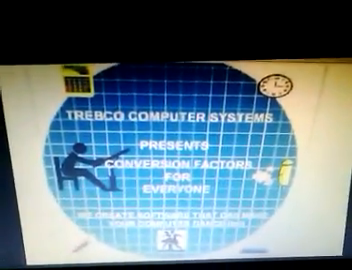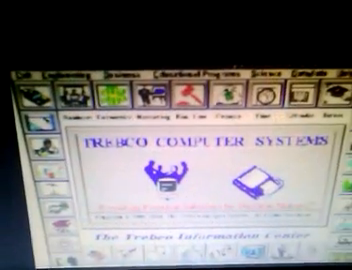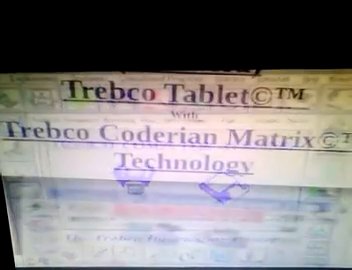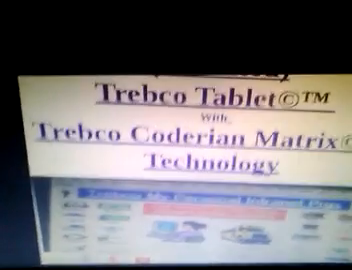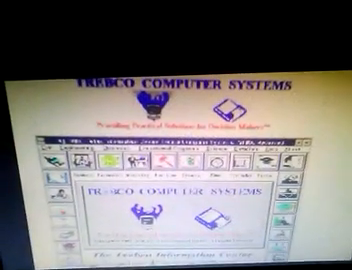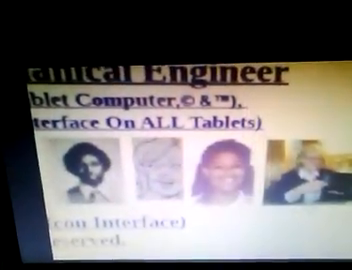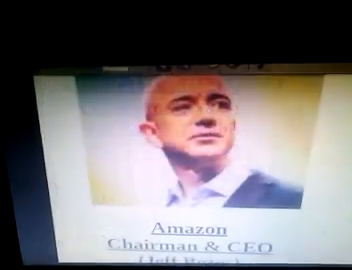And of course, this is the conversion factor package. And this right here, on the bottom you see the Trebco Information Center, and at the top you saw the Trebco Analysis System. This is the Trebco Codarian Matrix, and once again, that's the Trebco Analysis System and Trebco Information Center. Two wonderful people. That's me on the left when I was in high school, a sophomore.